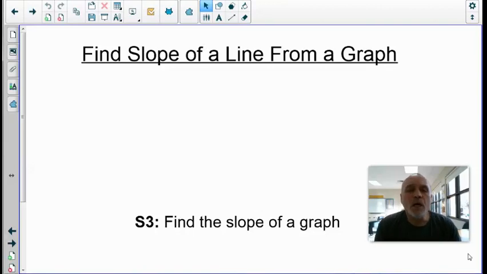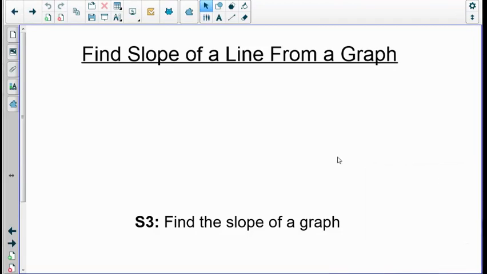Welcome back, everyone. Today we're going to start the beginning of the second semester of Algebra 1. We're going to be looking at how to find the slope of a line from a graph. That will be covered in IXL S3, find slope of graph. So let's go ahead and get started.